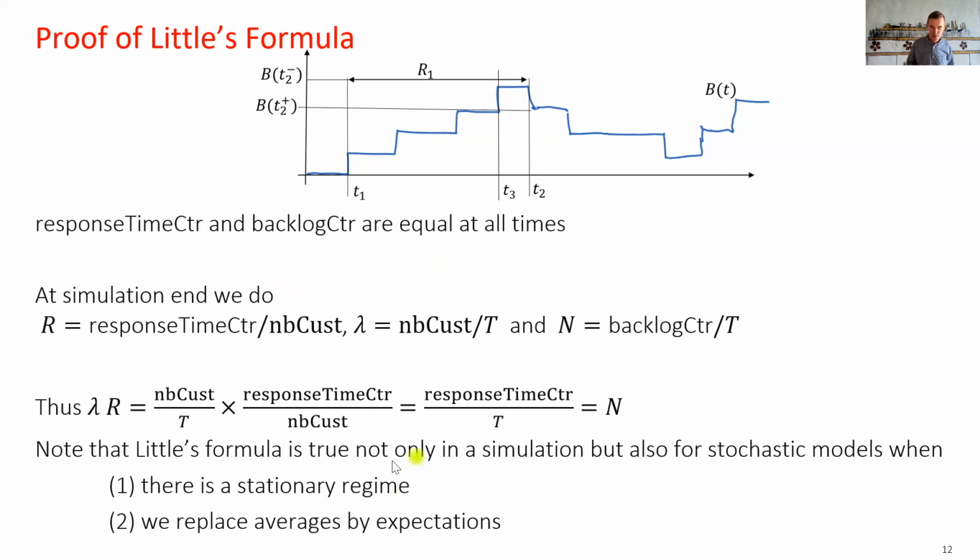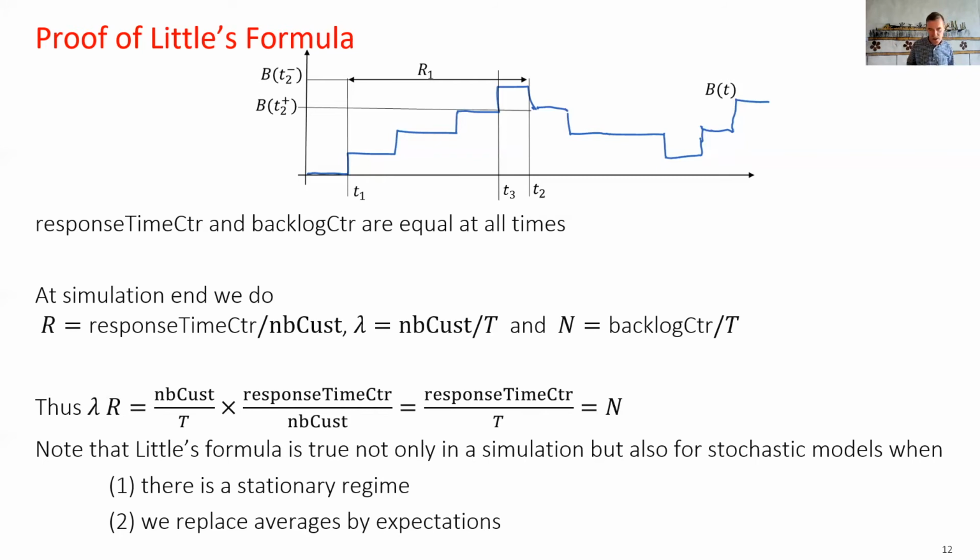So Little's formula is also true, not just for a simulation, but also for a stochastic model, provided, of course, that it is a stable one. So provided that there's a stationary regime and where we replace these averages that I said by expectations. And then what happens when I have a stochastic system? If t is very large and the number of customers is very large, then those little differences that I mentioned in the way of counting vanish in front of the main quantities. So they go to 0 when capital T goes to infinity. So take home message: Little's formula is true in practice for any system, but also in theory for any stochastic model as long as it has a stationary regime.